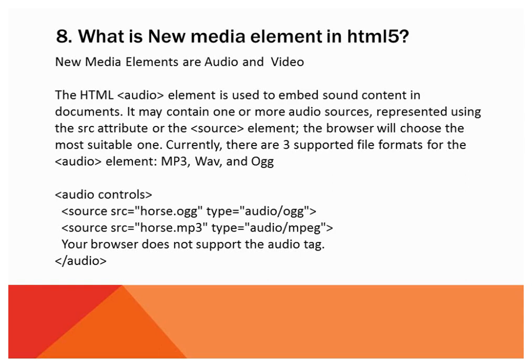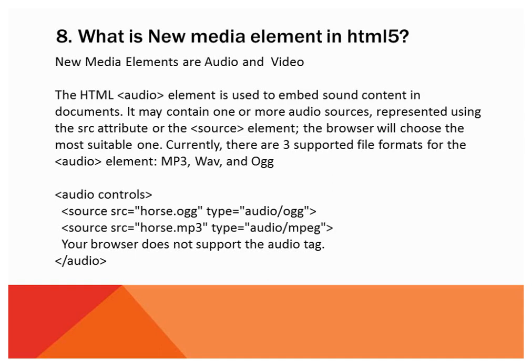Currently there are 3 supported file formats for the audio element: MP3, WAV and OGG. The tag structure will be audio, controls, source. What is the source? We can add it, then type. Here we added 2 source elements: OGG format and MP3 format. If the browser does not support MP3 format, then OGG format will be used in the HTML.